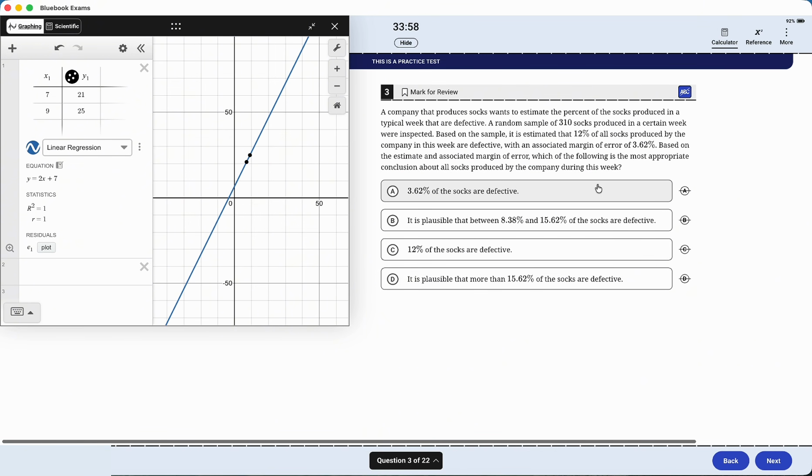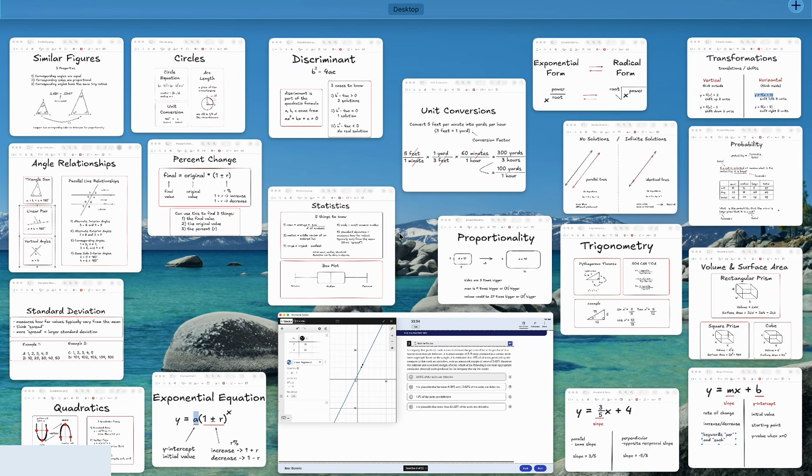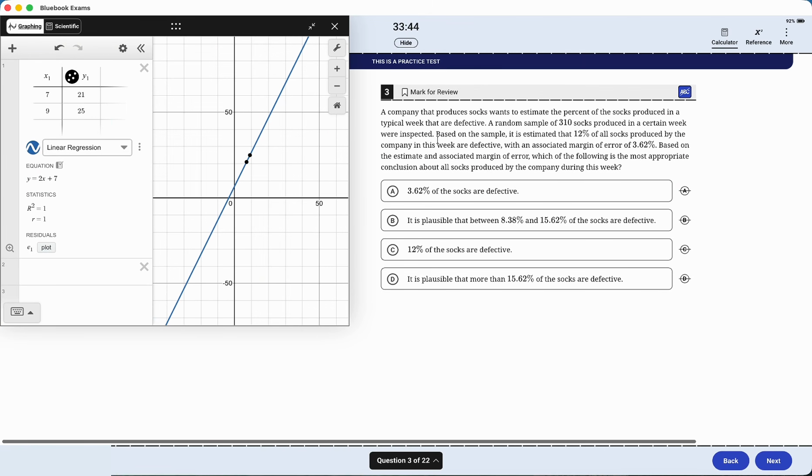Okay, next one over here. It talks about margin of error, right? Do I have something about margin of error? Let me take a quick look. I might not, but margin of error is pretty simple. I thought I did. I might not.